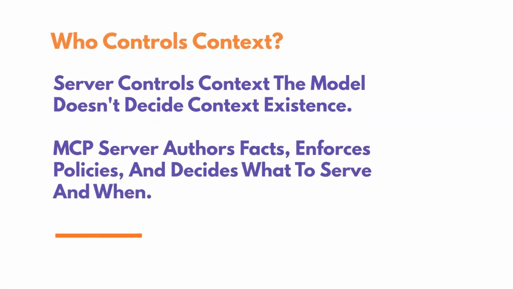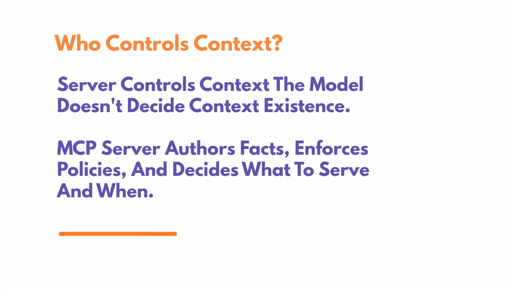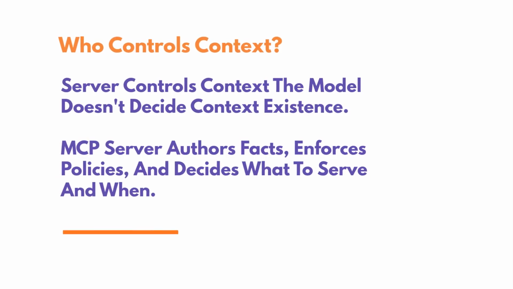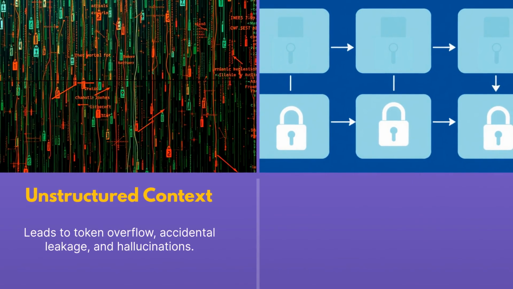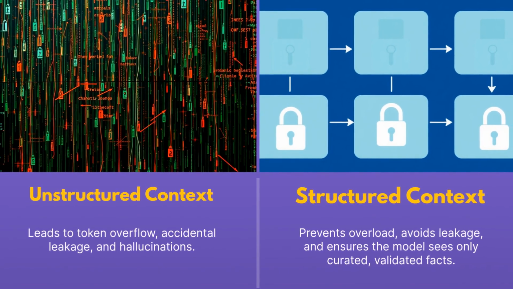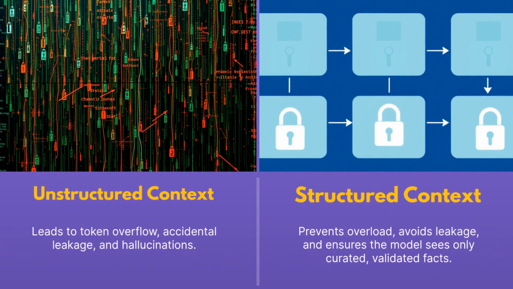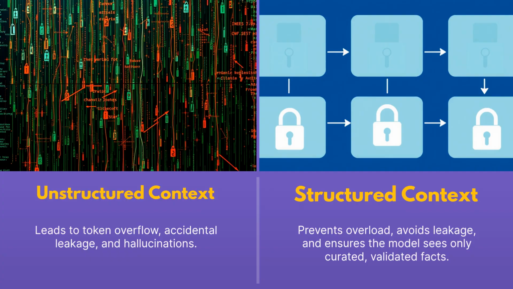The model does not control what context exists. The MCP server decides what to serve and when. The model asks, the server authors the facts and enforces policies. Structured context avoids token overflow, prevents accidental data leakage, and reduces hallucination risk by ensuring the model only sees curated, validated facts.